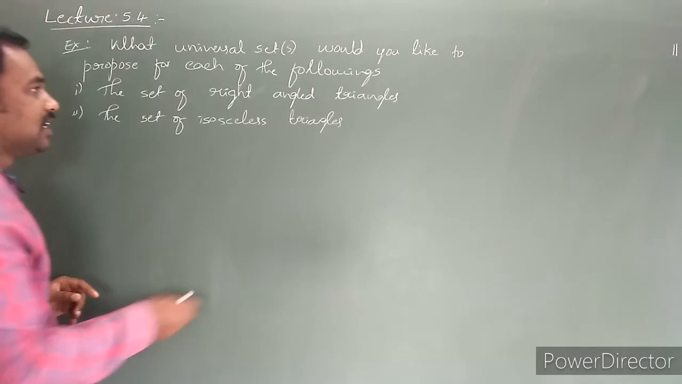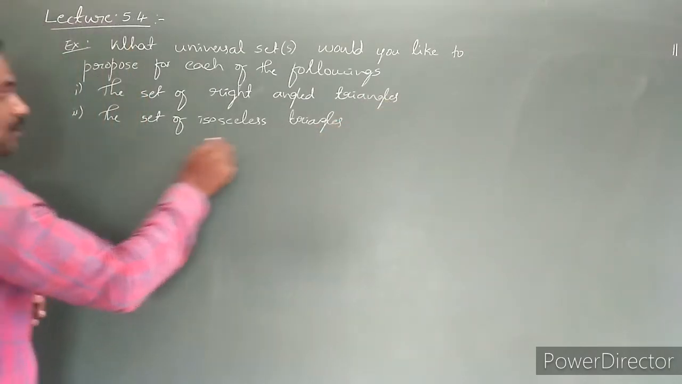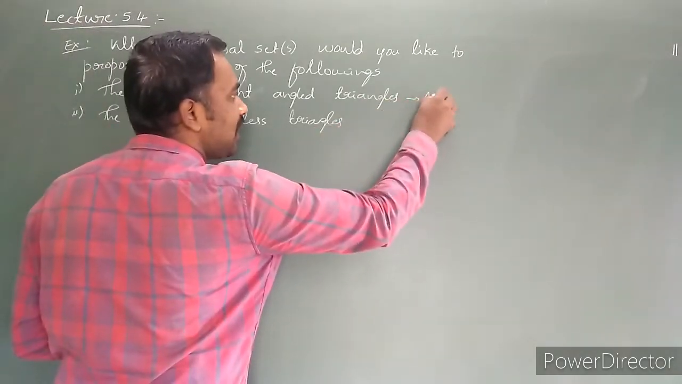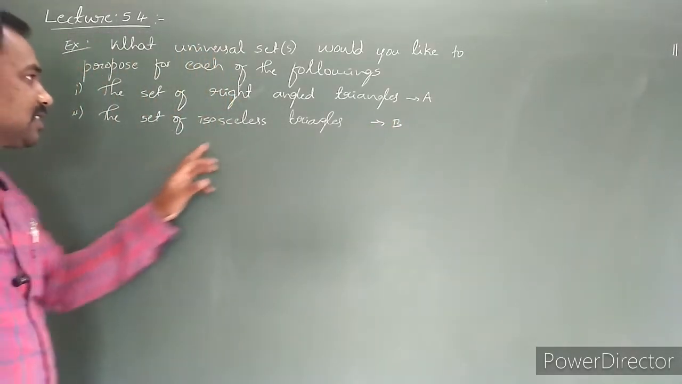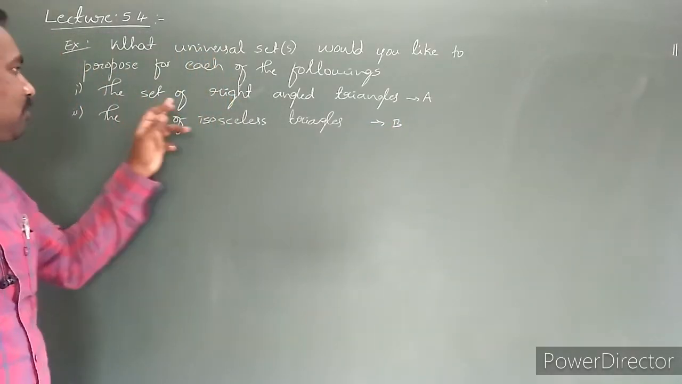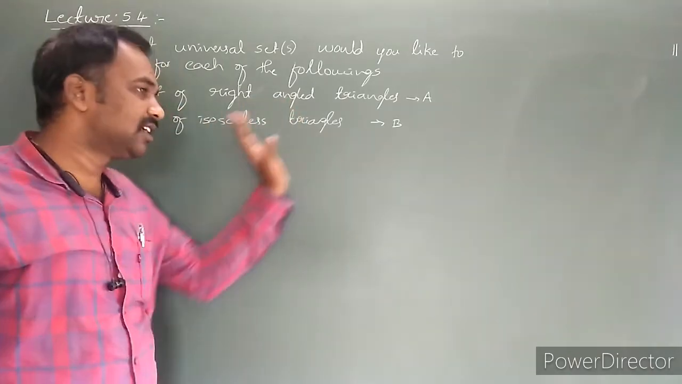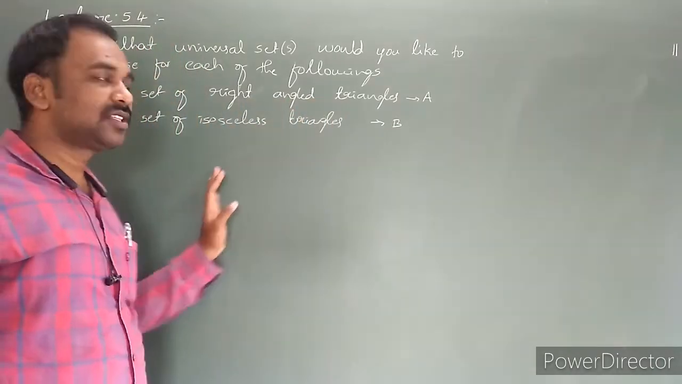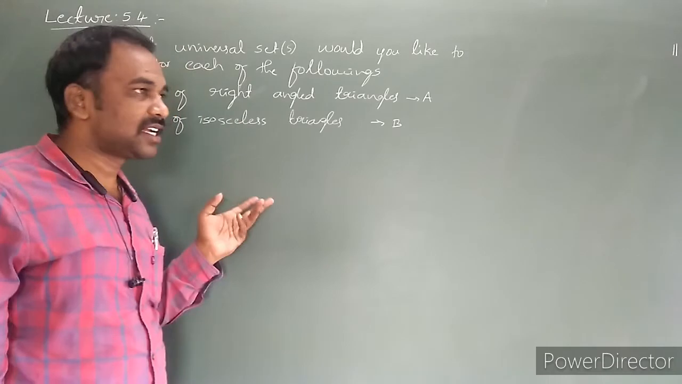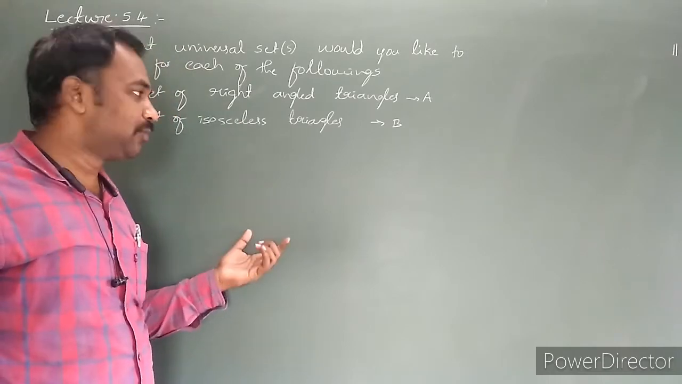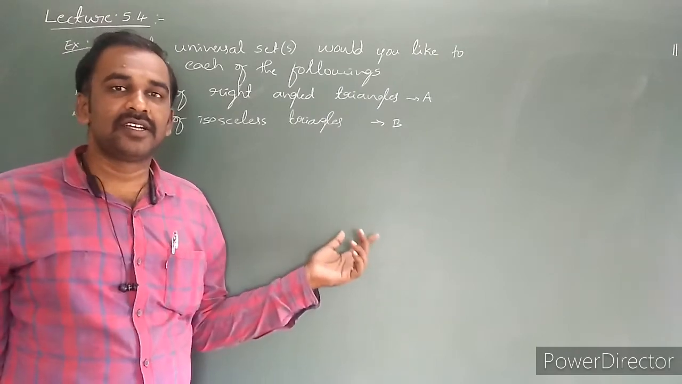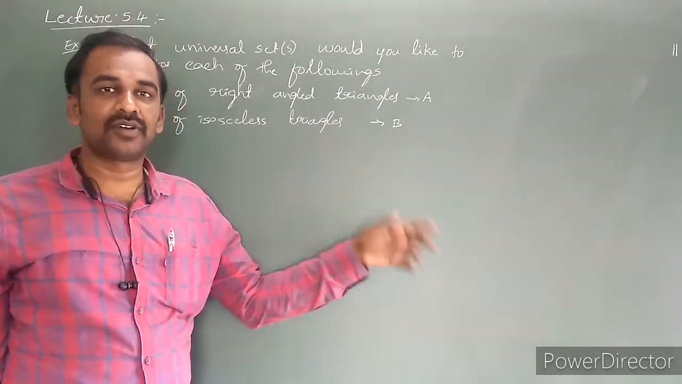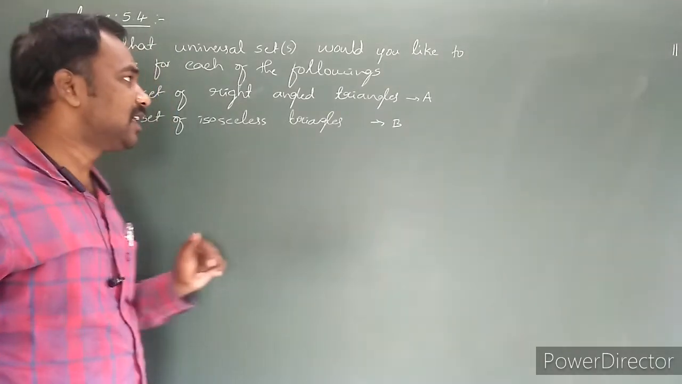That is the question. I just named the first set as A. This set is denoted as A, and this set is denoted as B. What does set A consist of? The set of all the right angled triangles in a two-dimensional plane. For right angled triangles, we already know the Pythagoras theorem: the hypotenuse square is equal to the sum of squares of the remaining side lengths.